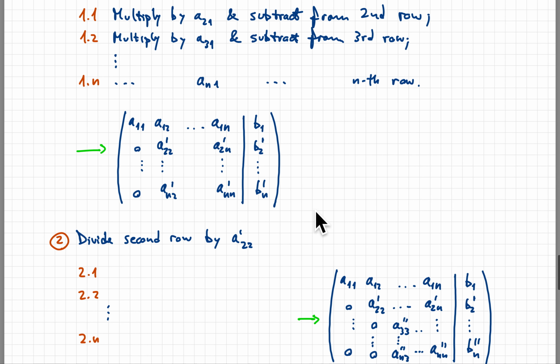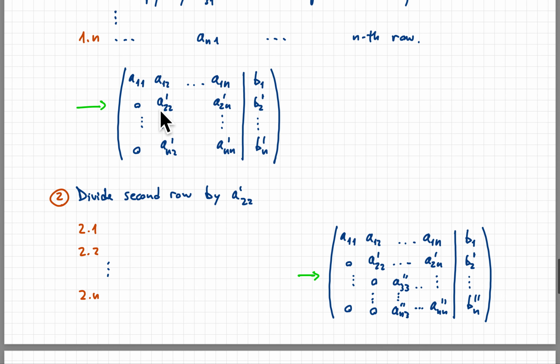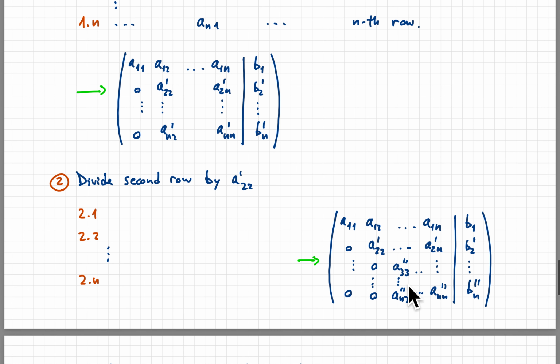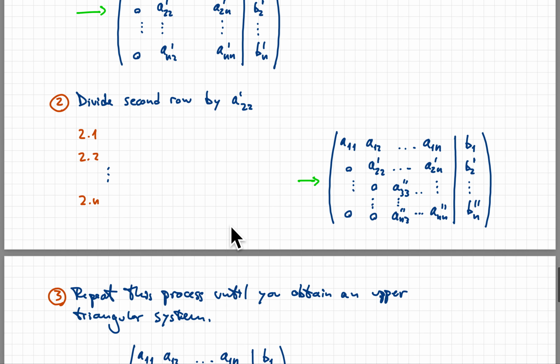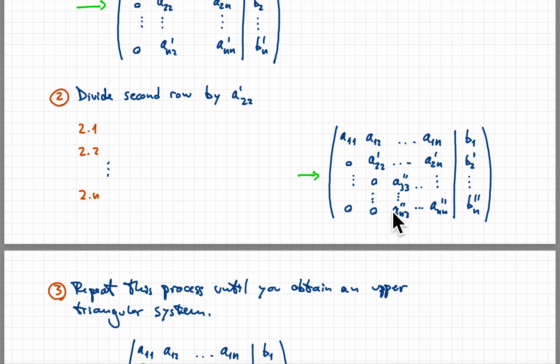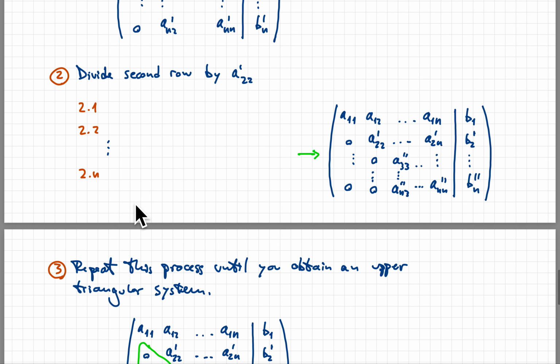And what happens next? You go and you do the same thing. You divide by a22 prime, you multiply by a32 prime, and in this way, by subtracting from there, you eliminate all the elements under that a22 prime. And you get 0, 0, 0, 0, 0 all the way to the bottom. And you continue with this process. You repeat this process, and now you apply it to the smaller matrix. And at some point, the process will finish.